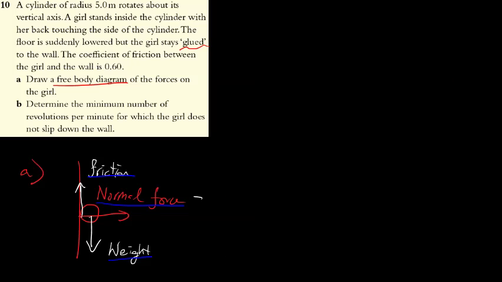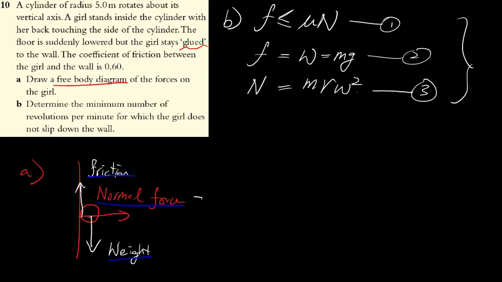For part B, you are going to calculate the minimum number of revolutions per minute so that it can keep them up on the wall. It's pretty obvious that if you don't turn fast enough, the person cannot stick to the wall. Instead, they will fall down, and of course that will not be successful.